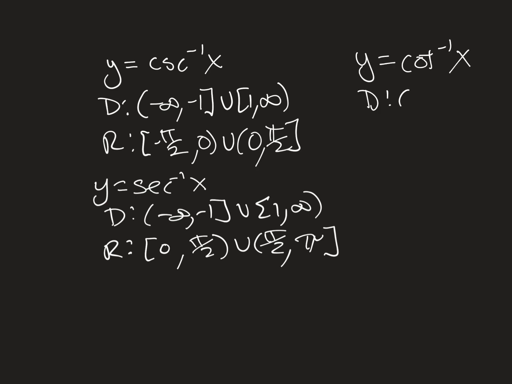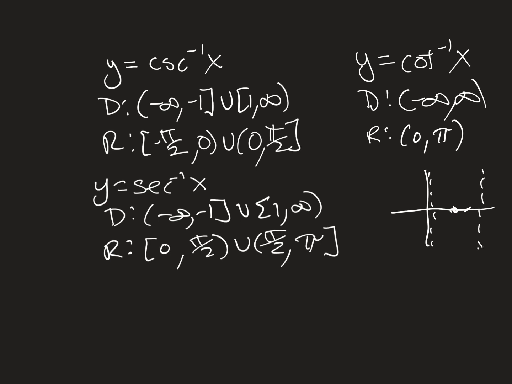Last, cotangent. The domain is everything, like tangent, the range of the original. But in order to have a nice clean interval like tangent had, the range is 0 to pi, exclusive of 0 and pi. Because if you think of the cotangent graph, it's undefined at 0 and then undefined again at pi, and it looks like this. So it's just so nice to have that as our restriction, 0 to pi.